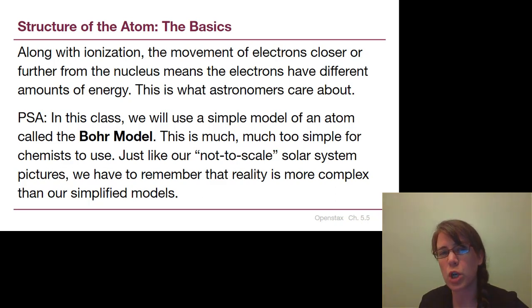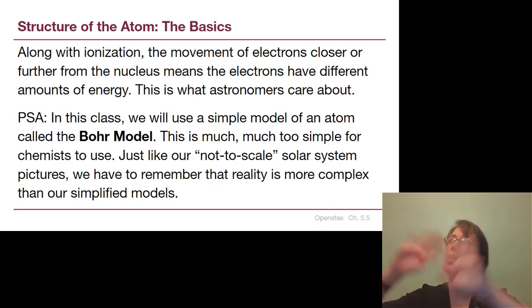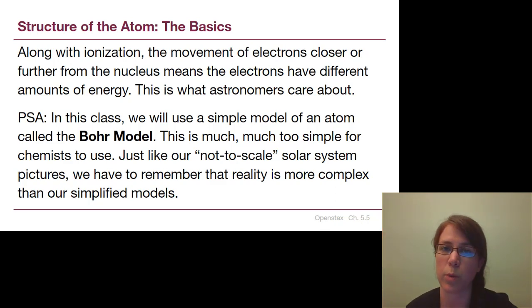And an important note here: in this class, in all of astronomy 102 or 103, we will be using a really simple model of an atom called the Bohr model, presented in the textbook. This is much too simple for most other elements. But for hydrogen, it's actually a pretty good approximation, and it's going to be a useful, not to scale, simplified model for our purposes, even extending beyond hydrogen. It is not good enough for chemistry purposes, but for the level that we need our understanding to be at, it's going to be okay for us. So that's just a caveat to our discussion.